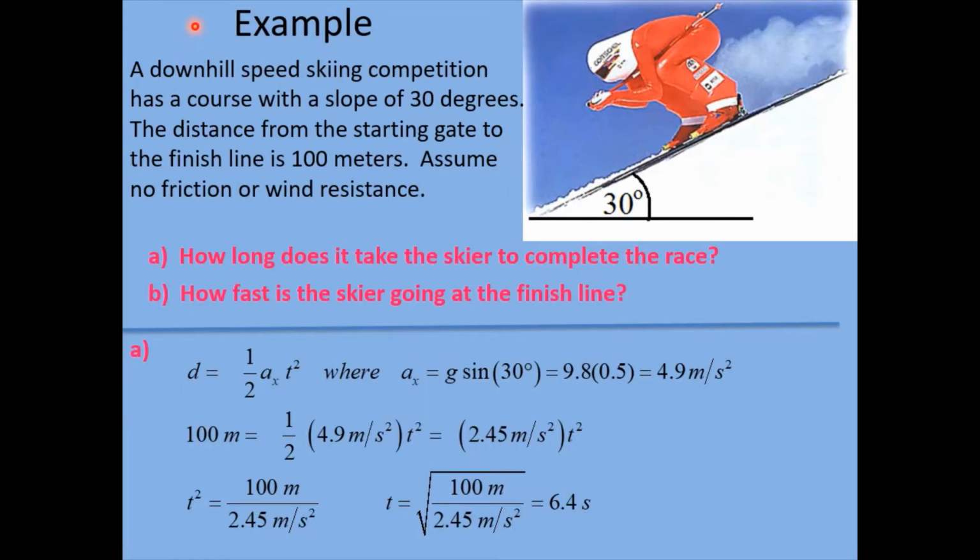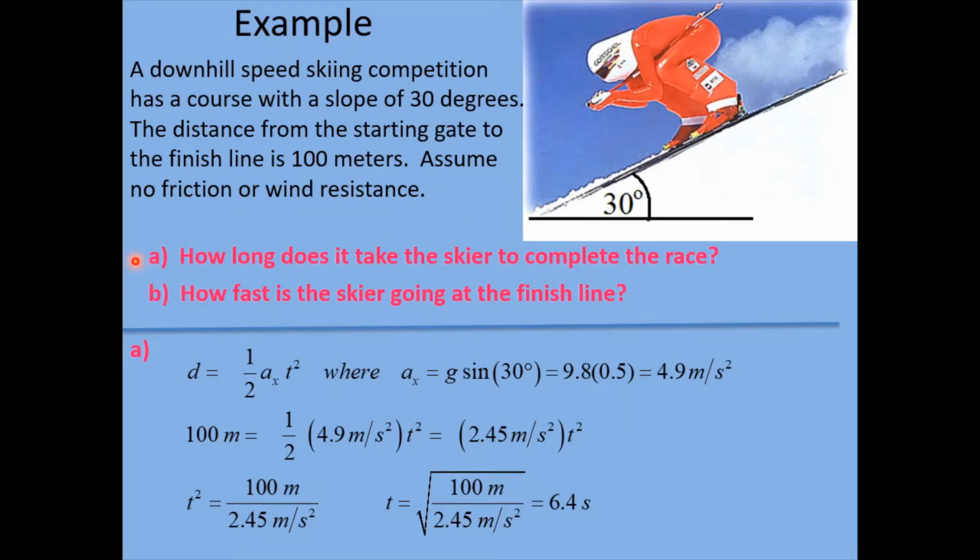So our first example is a downhill speed skiing competition, and it has a course with a slope of 30 degrees. We'll model this race as if this skier was on a slippery ramp here, and we're going to assume no friction or wind resistance to make this problem much easier to solve. We're also told that the distance from the starting gate to the finish line is 100 meters. So it's a very short race, basically around a football field. Starts up here, gets to the bottom 100 meters farther.